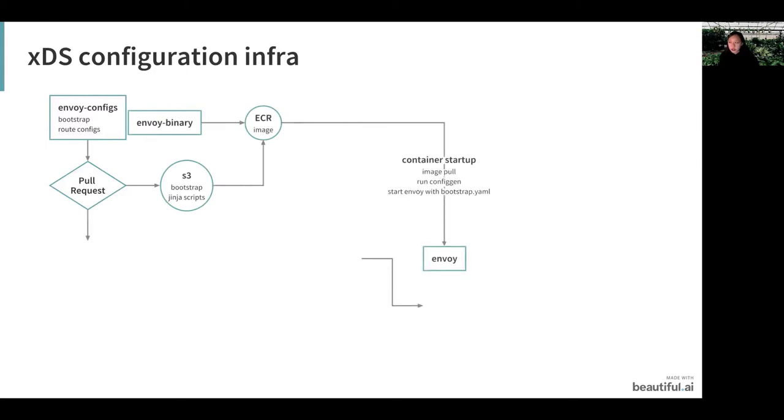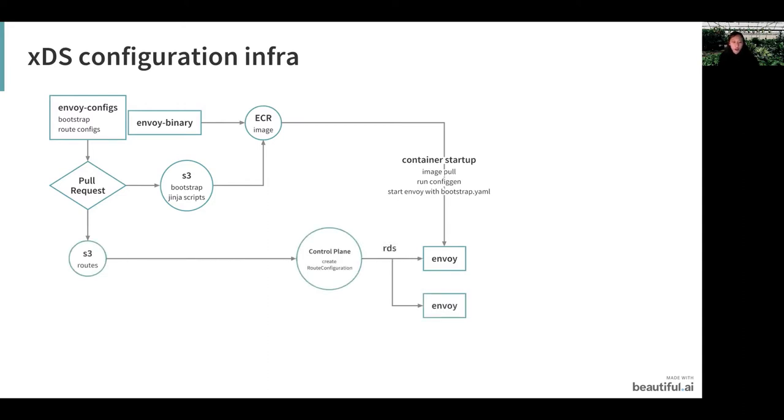Upon container startup, the Envoy binary and bootstrap config get pulled, and the static bootstrap config is generated with Jinja. Sidecars in the internal mesh, on the front proxy and the egress proxy, are started with this.